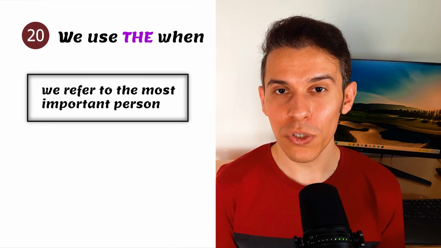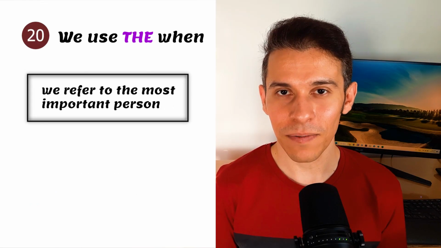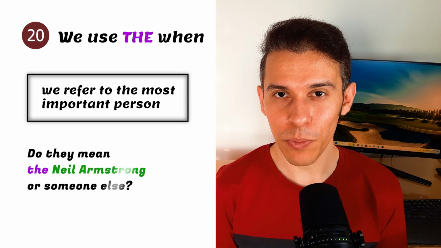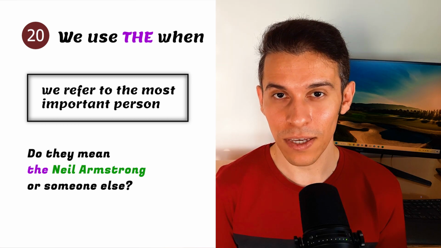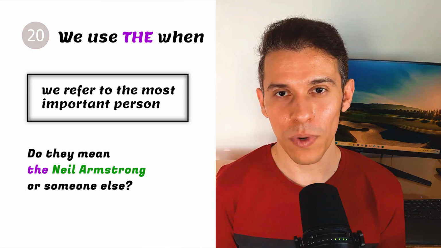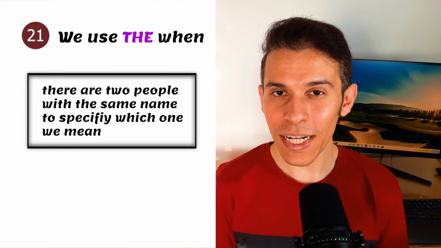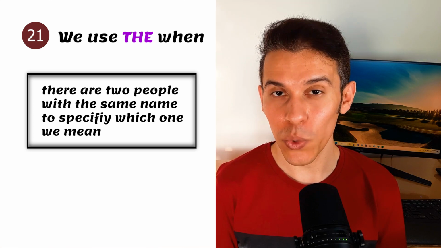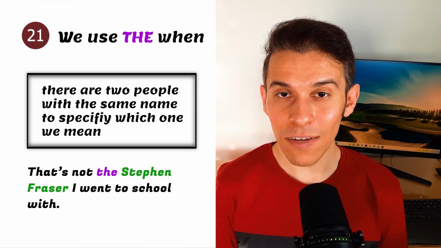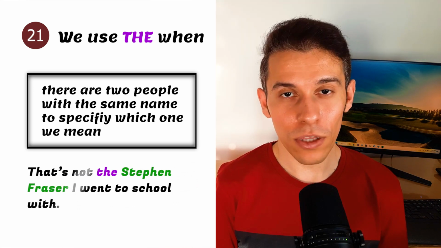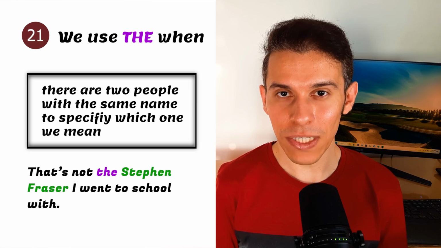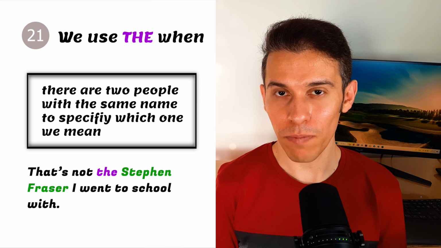Number 20. When we refer to the most important person, we use the. Do they mean the Neil Armstrong or someone else? Notice that we pronounce it the to emphasize it. The Neil Armstrong. Do they mean the Neil Armstrong or someone else? Number 21. When there are two people with the same name, to specify which one we mean, we use the. That's not the Stephen Fraser I went to school with. There are two people with the same name, Stephen Fraser. We want to say that this Stephen Fraser is not the Stephen Fraser that we mean.